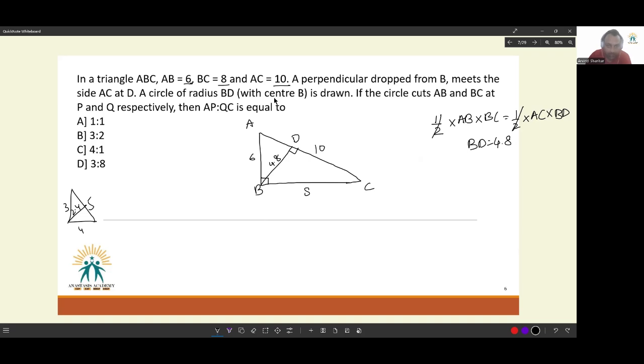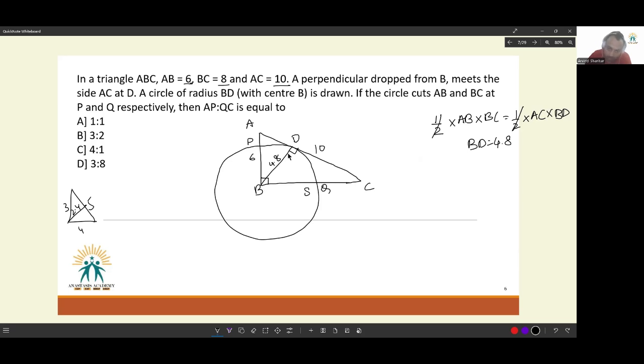A circle with radius BD with center B is drawn. So this is the center. Go like this. Okay. If the circle cuts AB and BC at P and Q respectively. This is at P, this is at Q. Find then AP is to QC.